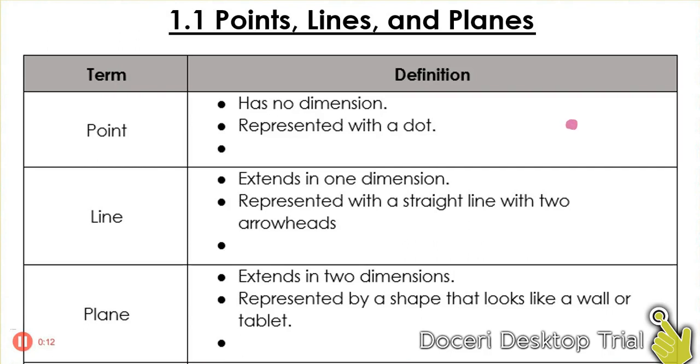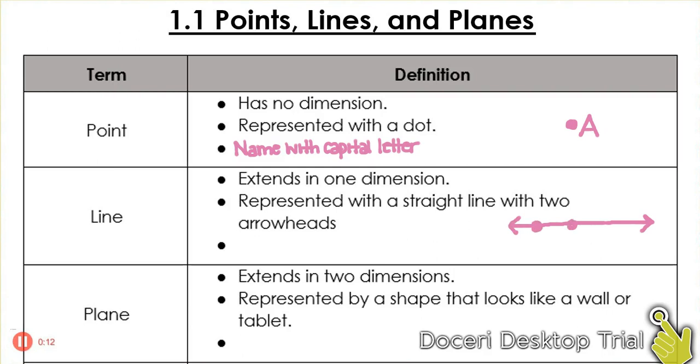And then we are actually going to name points with a capital letter. So on that last bullet point, that's where we're going to write name with capital letter. So all points are always named with a capital letter. Our line actually extends in one dimension. So lines go on forever, and so that's why it's going to be represented with a straight line with two arrowheads, because it goes on forever.